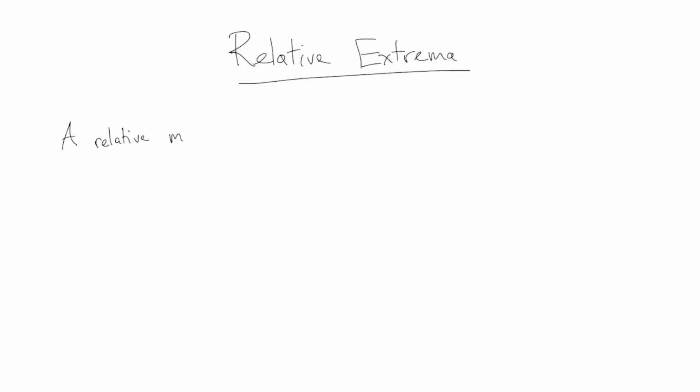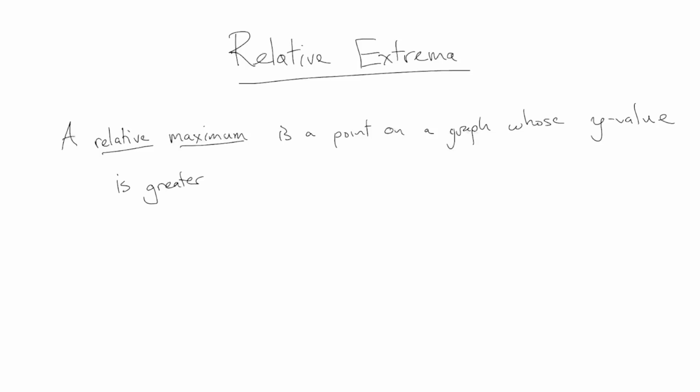When it comes to relative extrema, there are two types. There's relative maximum and relative minimum. A relative maximum is a point on a graph whose y value is greater, that's what makes it a maximum, greater than the nearby values. That's called a relative maximum.